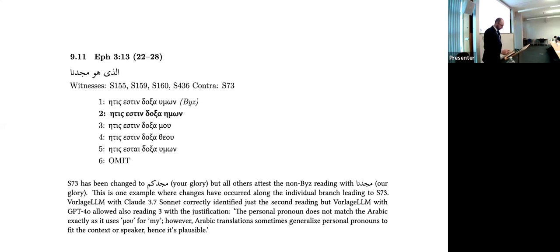In the 313, Sinai Arabic 73 has been changed to "your glory", but in all others, they attest the non-Byzantine reading, "our glory". This is one example where changes have occurred along the individual branch leading to S73. The four-layer LLM with Claude Sonnet correctly identified just this second reading, but with GPT-4, it also allowed reading 3 with the justification: "The personal pronoun doesn't match the Arabic exactly, as it uses 'mu' for 'mine'. However, Arabic translations sometimes generalize personal pronouns to fit the context or speaker, hence it's plausible." This is an example of how some LLM models are just going to err on the side of caution rather than giving a definitive answer.